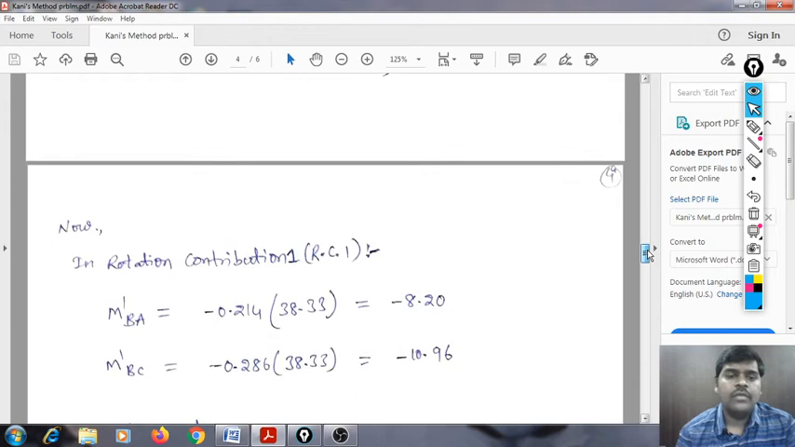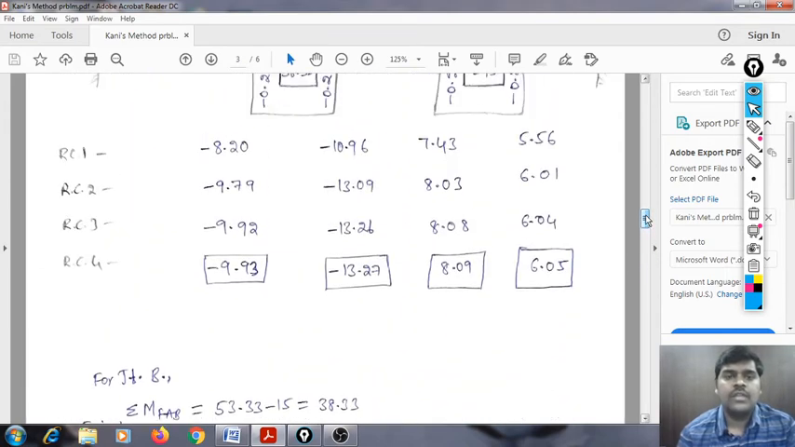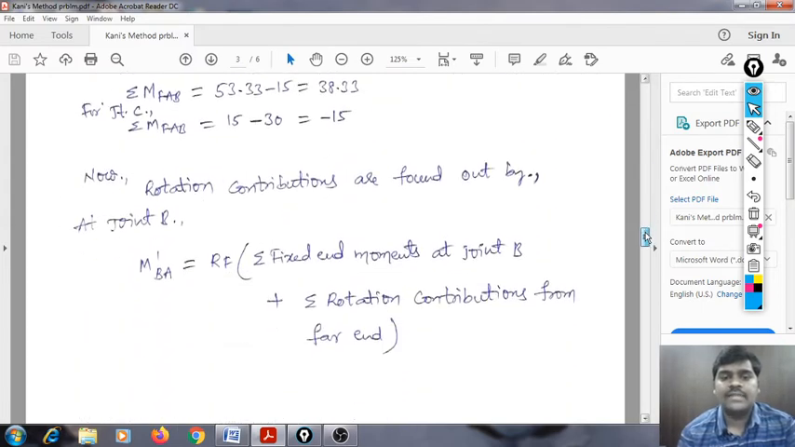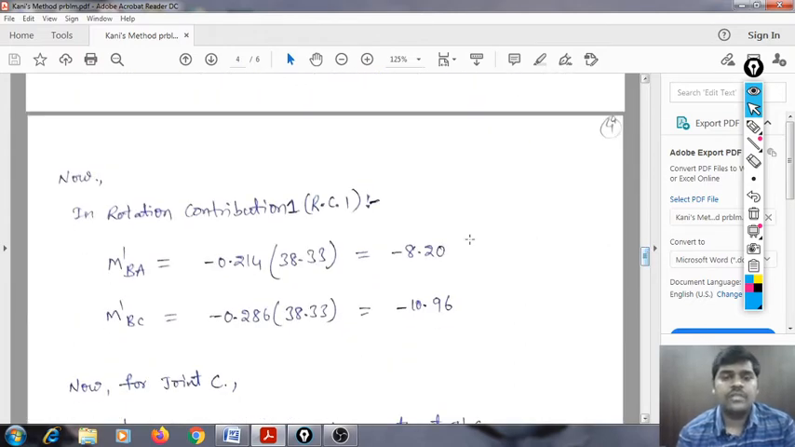And now we have 38.33 here. What is 38.33? What you have to do is minus 0.214 into 38.33. There are no far end contributions here, so we are writing it as 0 in this first step.